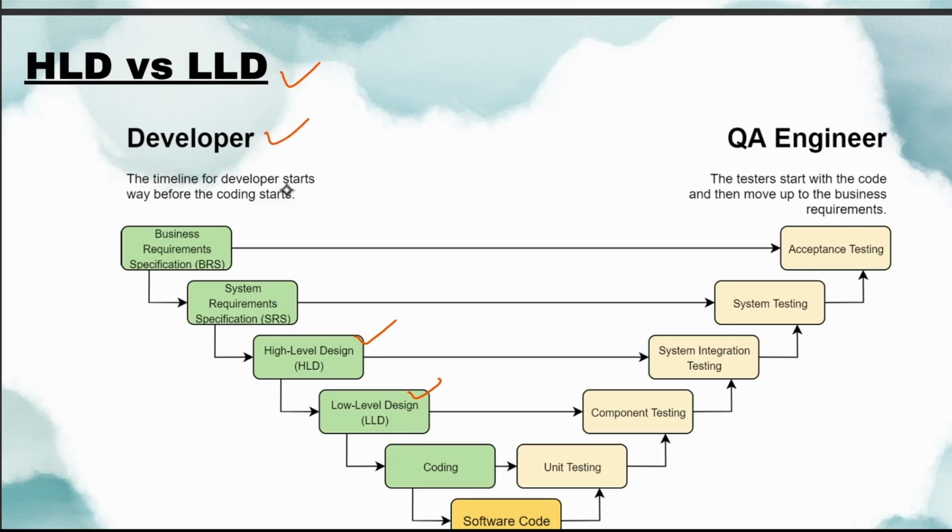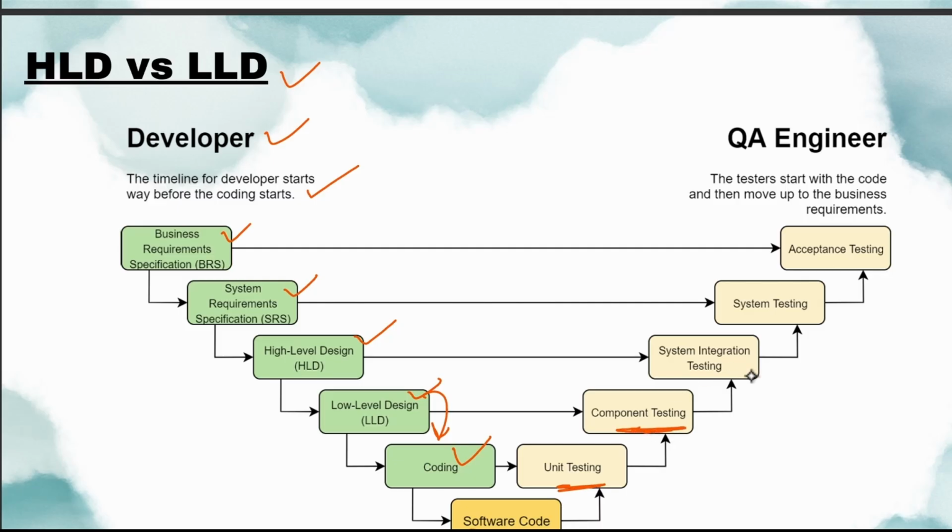If you see, this is the actual timeline. The timeline for developers starts way before coding. First the business requirements will be discussed, with all the specifications. Next the SRS, the system requirement specifications. Next HLD will come. Next the low level design will come. Next comes the actual coding, which the low level designers will code. Then after the code is completely fine, they will test the code with the help of unit testing.